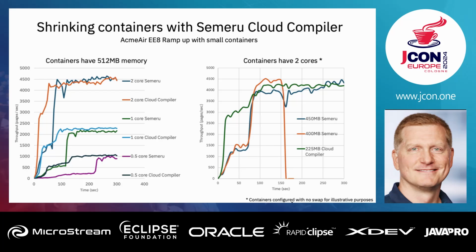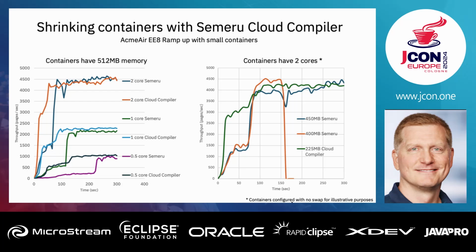This is with 2 cores, with 1 core, and with 0.5 cores. And you can see the default Semeru runtime showing throughput in operations per second. If you have 2 cores, you can get 4,500. With 1 core, you get basically half that. With 0.5 cores, you get a little over 1,000 here. So it's starting to not scale perfectly. But the line with the cloud compiler is always ramping up faster in this process. So the cloud compiler helps you ramp up quicker even in very small resource containers.